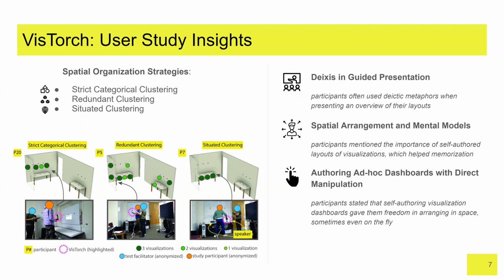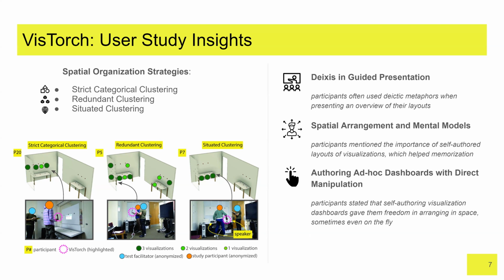We observed three broad organizational strategies employed by the participants in the study. Strict categorical clustering. We observed 70% of the participants strictly following a categorical clustering technique where they placed one copy of all the visualizations in specific self-authored clusters. Here, the participants made clusters of distinct categories and preferred to move between these clusters while performing tasks, such as referring to a visualization or comparing between two visualizations from different clusters.